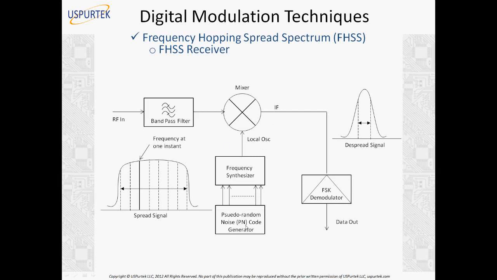So frequency hopping seems a very simple technique, but of course, you need a PN code generator, just hop the frequency and you get the signal out. But it has its own limitations too.